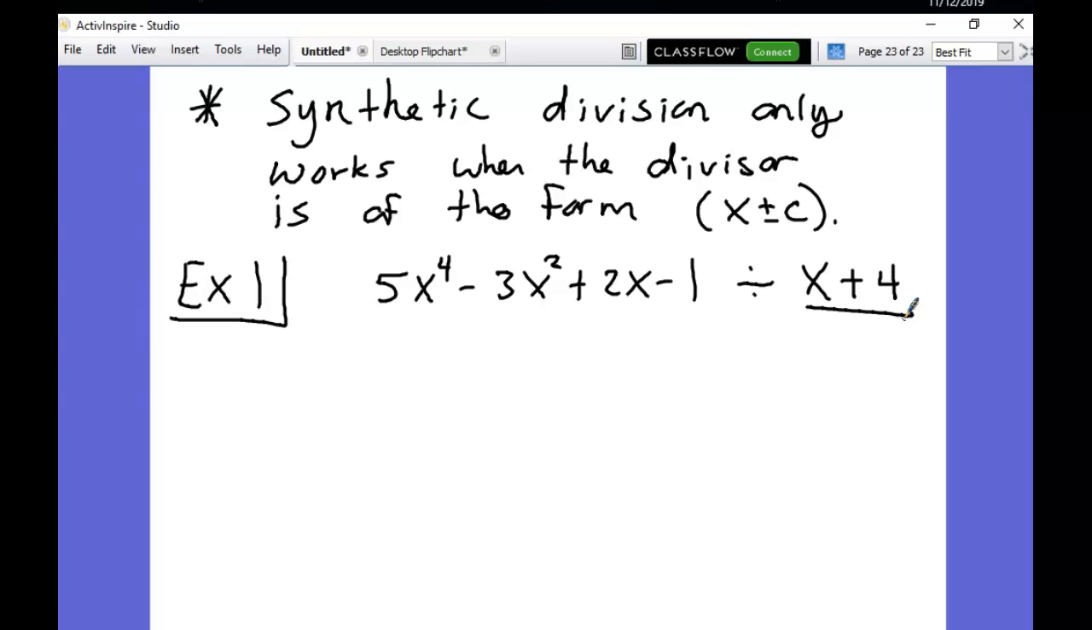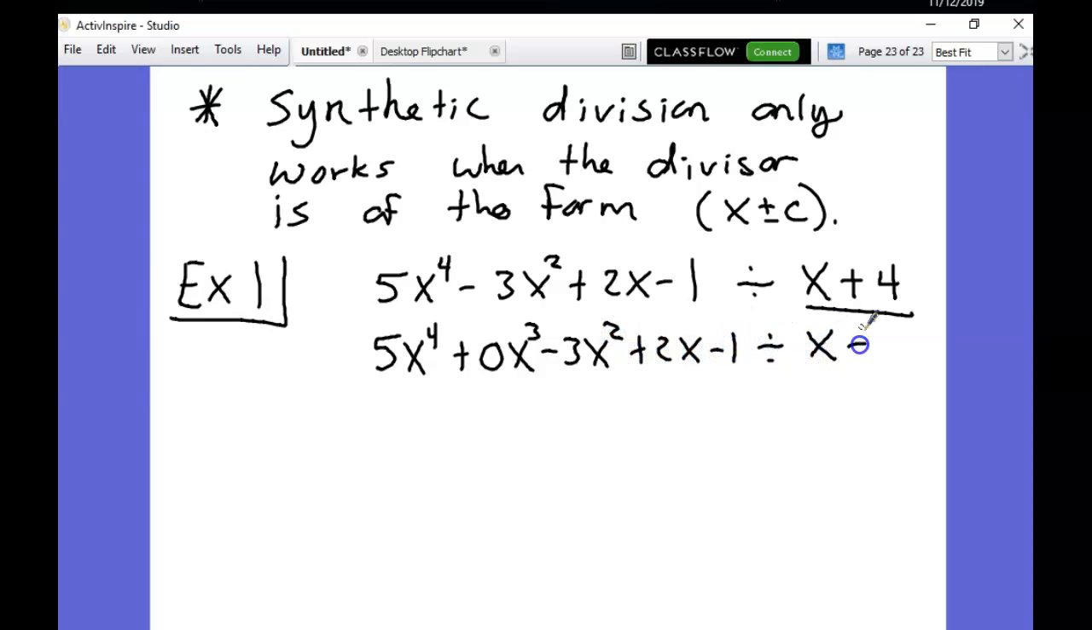Okay. Now, you notice something else. You guys remember last class in our video, you have to have every power accounted for, right? So which one are we missing? The cube. So when we're missing a cube, or any other one, you put a 0 in, right? As a placeholder. You still have to do that for synthetic. So let's do that first. Anytime you're missing one of your powers, you have to fill it in with a 0 term. So now instead of going from 4 to 2 to 1 to none, it's 4, 3, 2, 1, none. Okay, got to have every power accounted for.